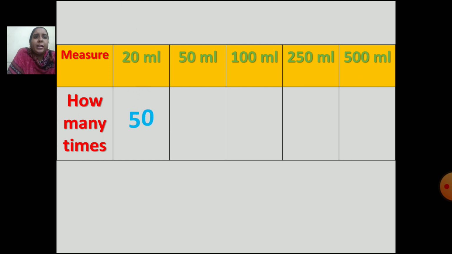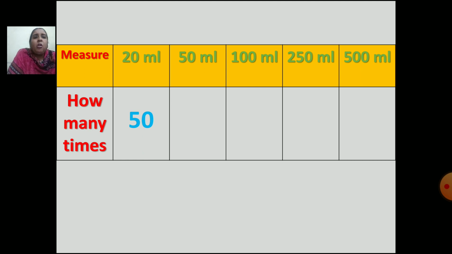So what will be the answer? Yes, you have to take 20 ml, how many times? 50 times. Okay, 20 ml. Like when you take medicine in syrup, on the syrup you see it is written 3 ml, 5 ml, 10 ml, right? So sometimes the bottle is 20 ml only. So like this, if you take 20 ml 50 times, then it will make 1 liter.